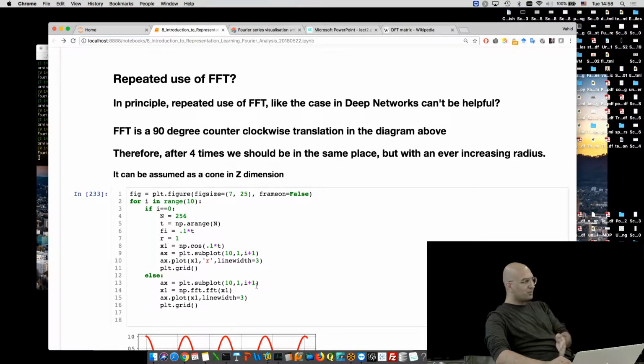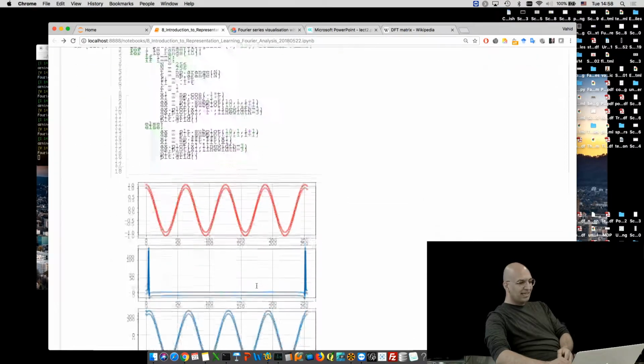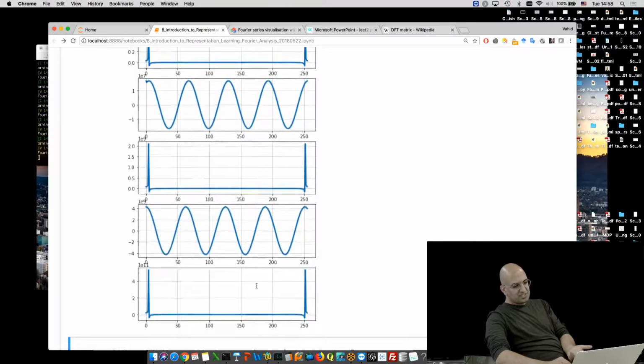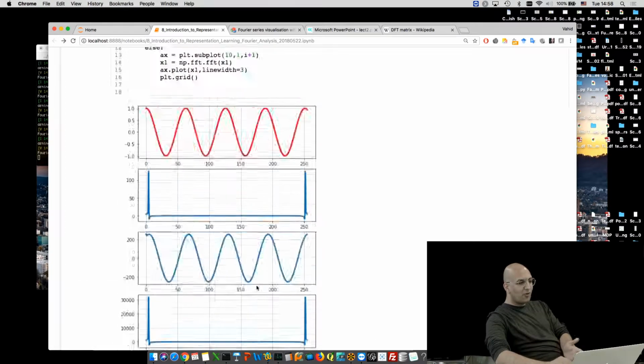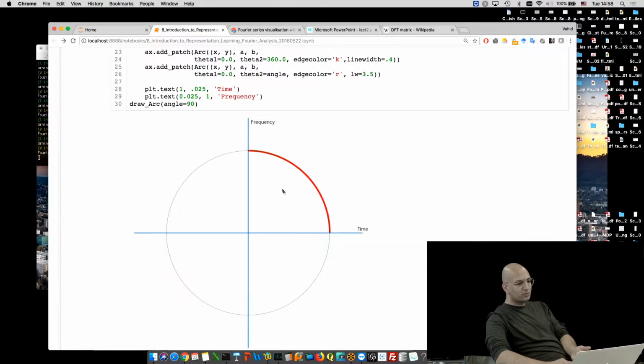This has nothing to do directly with the concept of the sinusoidal, it's about the concept. Now think about it, I think this would be interesting, but I've never tested it. This was a very recent discussion that we had. What if we learn these angles? Conceptually, nobody knows where this space is.